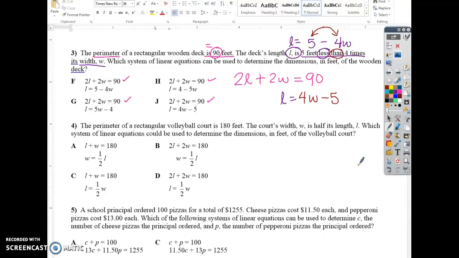So let's eliminate wrong answers. It's supposed to be 4W minus 5, not 4 minus 5W. It's 4 times the width, not 5 times the width. Same thing here. So I can eliminate these two. And then remember I told you, if you would have kept it like that, there's an answer that's written that way, and that's the wrong answer. That's not correct. You need to flip them. So it's 4W minus 5. The answer is J.